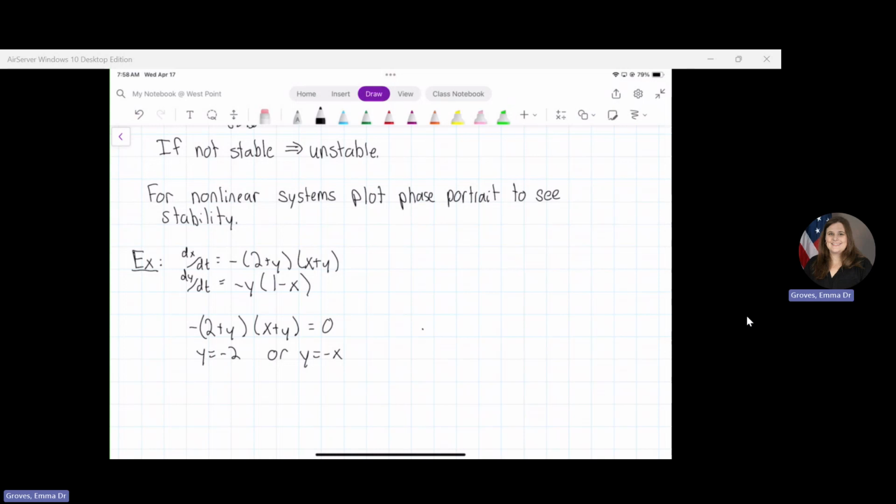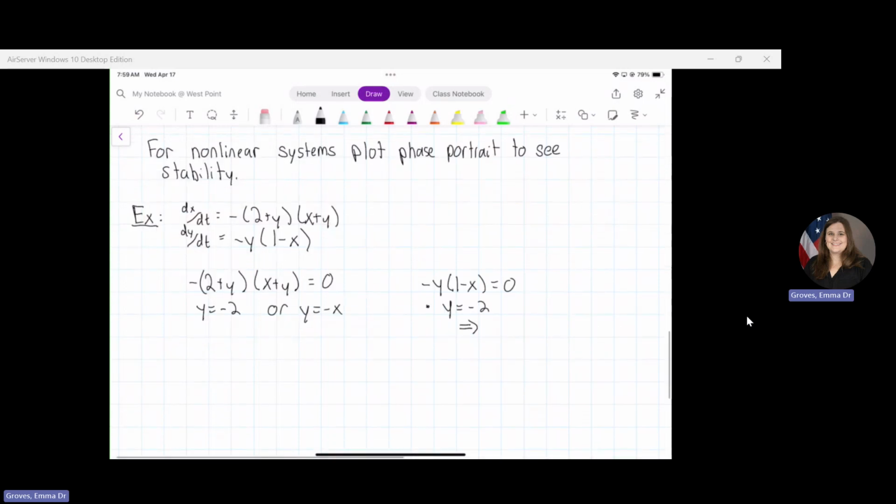So for my second equation, I have negative y times 1 minus x equals 0. We're going to break this up into two parts. We're going to first look, well, what happens to this equation if y equals negative 2? What's that going to give us for our x value? 1. Okay. So together, these two things give us the point 1, negative 2.